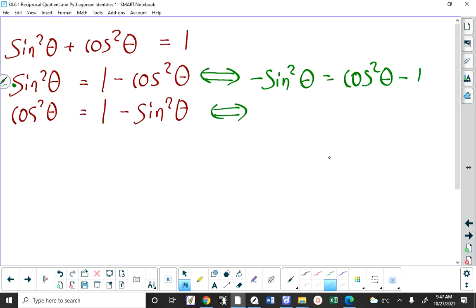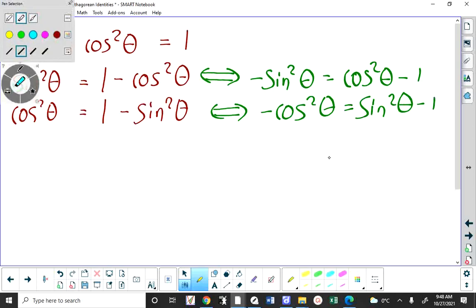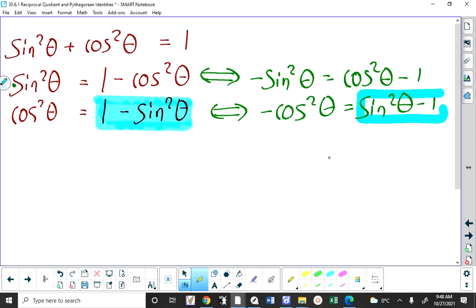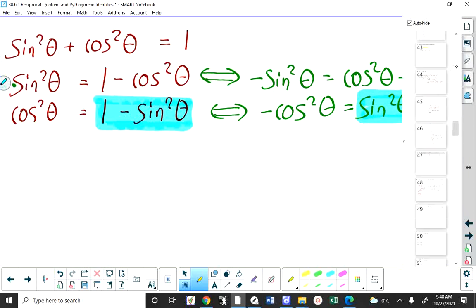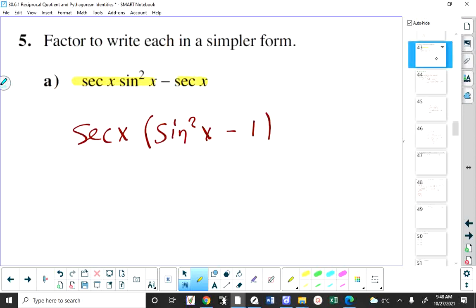Similarly, negative cosine squared is sine squared minus 1. So what I'm saying, I suppose, is that if I'm telling you to keep your eyes peeled for this, then you should also be keeping your eyes peeled for the negative of it. Now, I'm going to go back to that question, because here I have sine squared of x minus 1, which is negative cos squared of x.